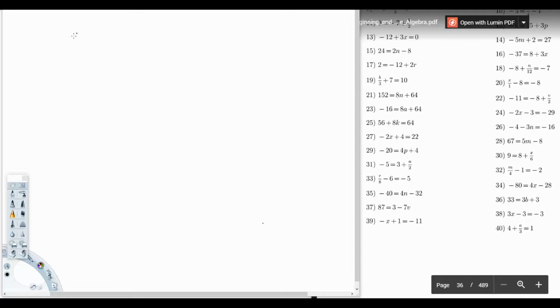Okay, so let's continue with the problems. Problem 22: minus 11 equals minus 8 plus v over 2. So once again, we divide this. I'd like to put a nice dotted line where the equal sign is to know that I have to get all the things I know on one side and all the things I don't know on the other side. So this bugger goes here, right?